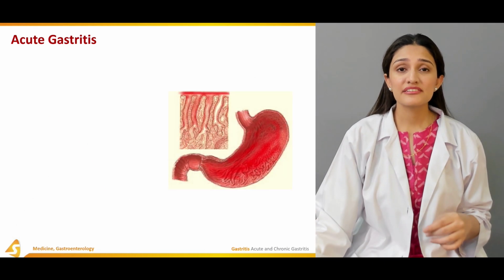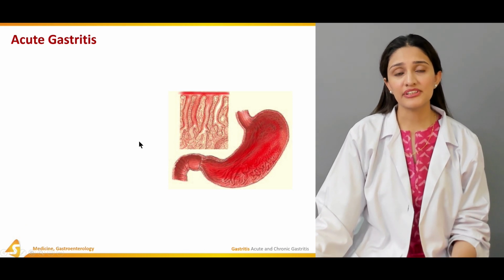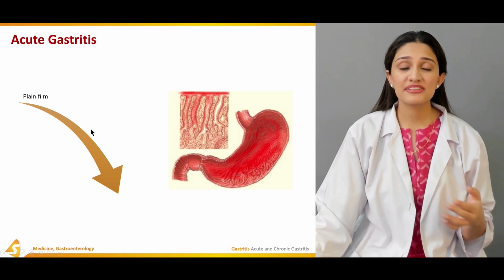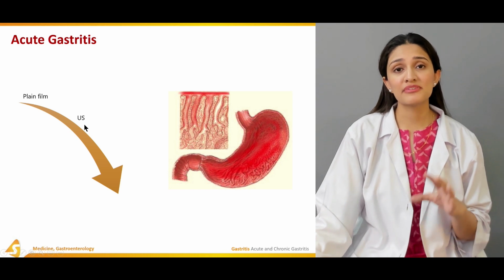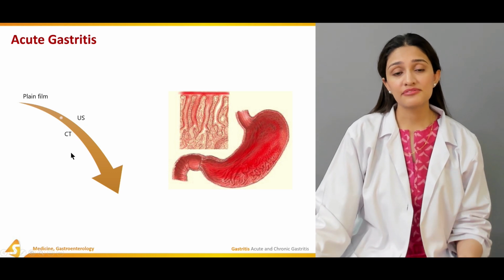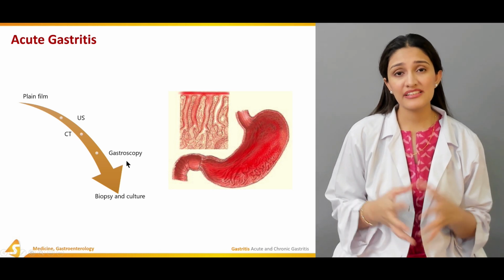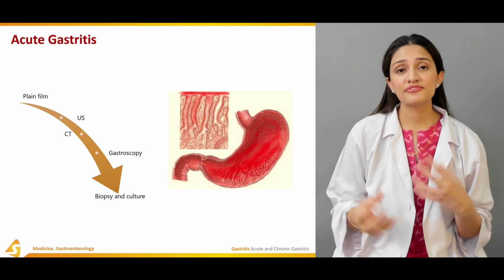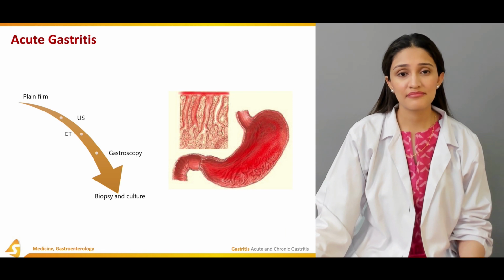Regarding the diagnosis of acute gastritis, how can we diagnose a patient? We can use a plain film, which is an X-ray. We can also perform an ultrasound in these patients. CT scan is also helpful, and gastroscopy, and finally gastroscopy with or without biopsy and culture. Biopsy and culture is also necessary to find out the invasion of the cells microscopically.